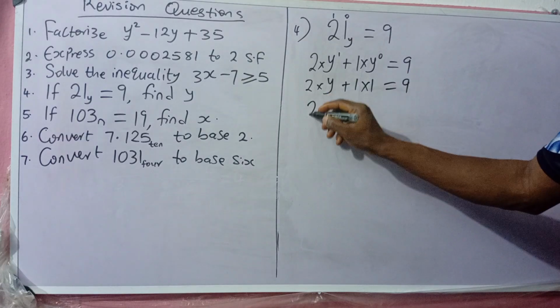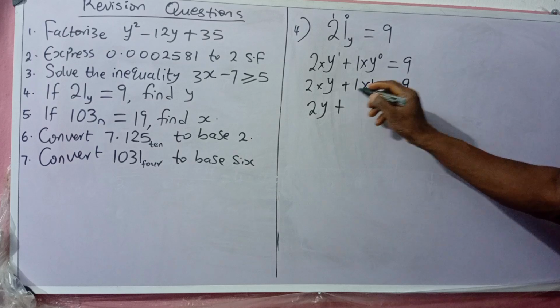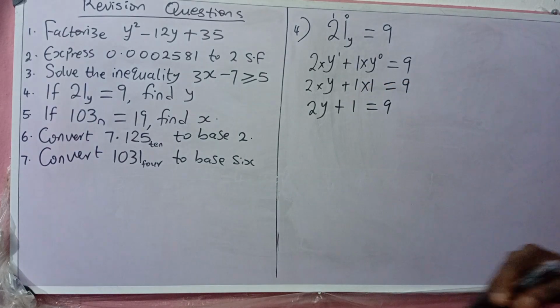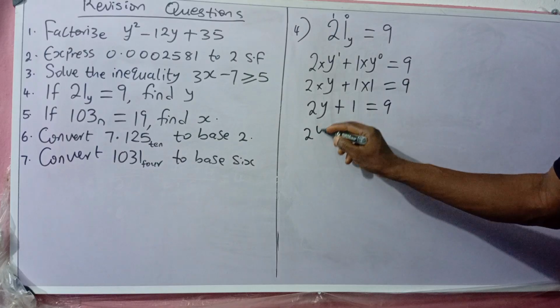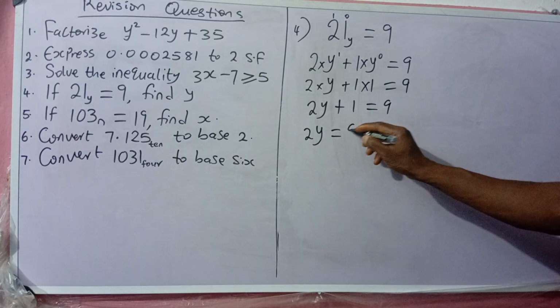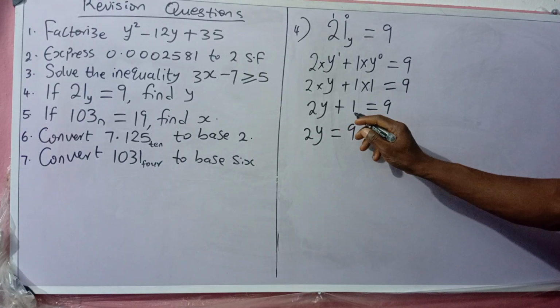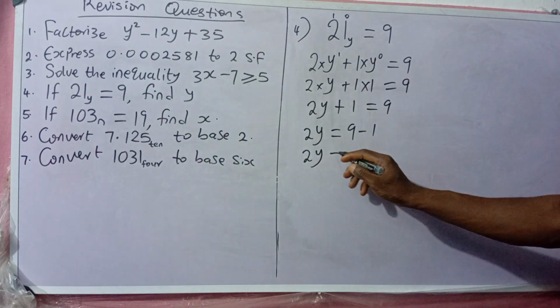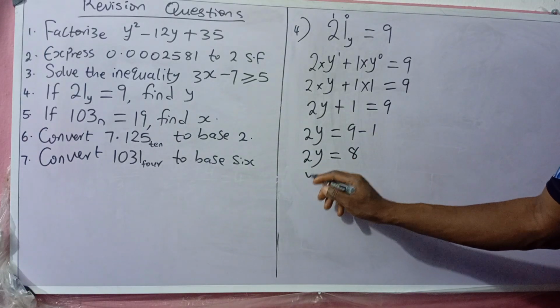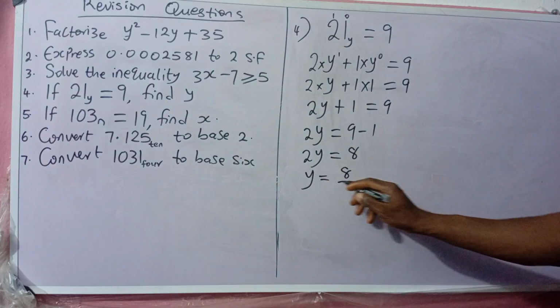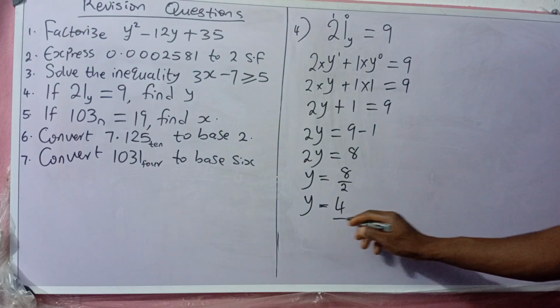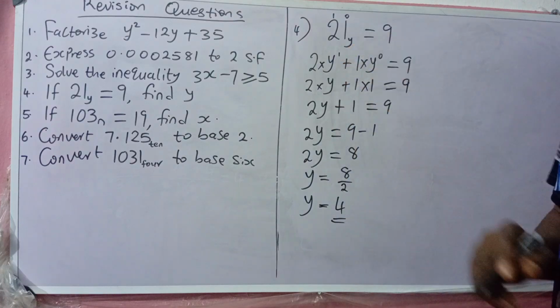2 times y will give us 2y plus 1 multiplied by 1 will give us 1, equal to 9. We collect like terms. Here we have 2y is equal to 9 minus 1. Positive 1 going over to the other side becomes negative 1. 2y is equal to 8. Then divide by the coefficient. y is equal to 8 divided by 2. So therefore, the value of y is equal to 4.